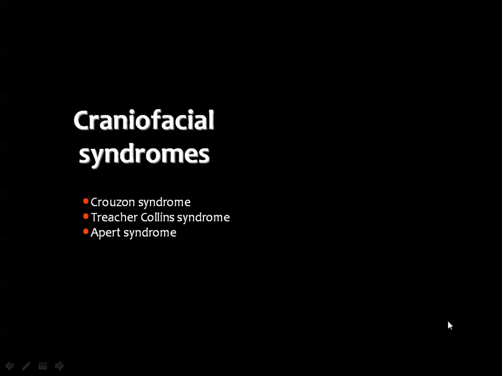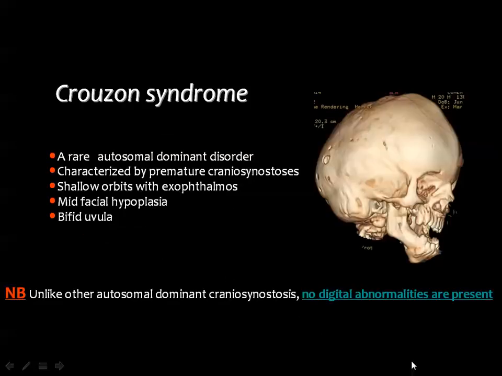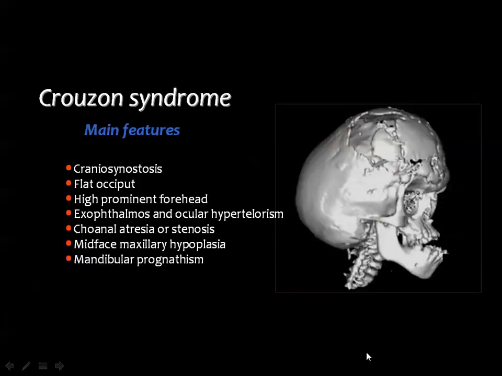Then finally we came to the craniofacial syndromes, and I would like to mention some words about these: the Crouzon syndrome, the Treacher-Collins syndrome, and the Apert syndrome. The Crouzon syndrome is one of the rare lesions resulting from premature craniosynostosis. It is associated with many skull and facial anomalies, and this is stated in the literature. Unlike other autosomal dominant craniostenosis, no digital abnormalities are present here, and this is one of the helpful criteria.